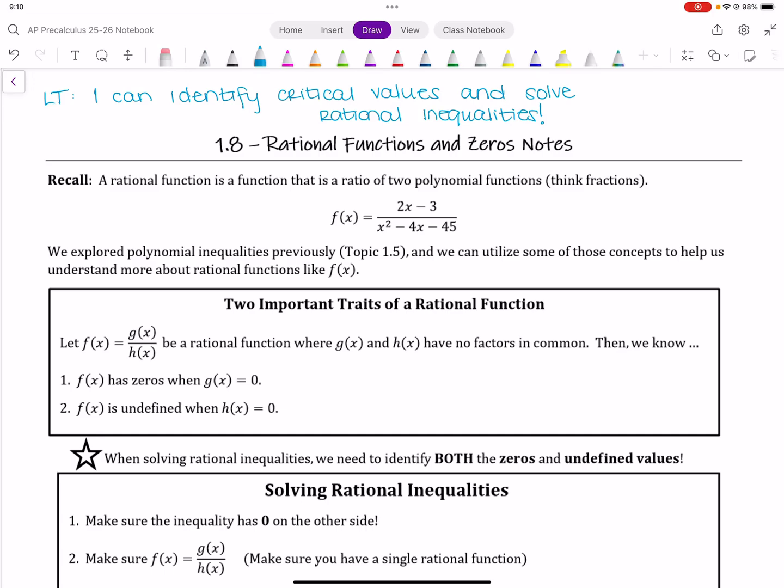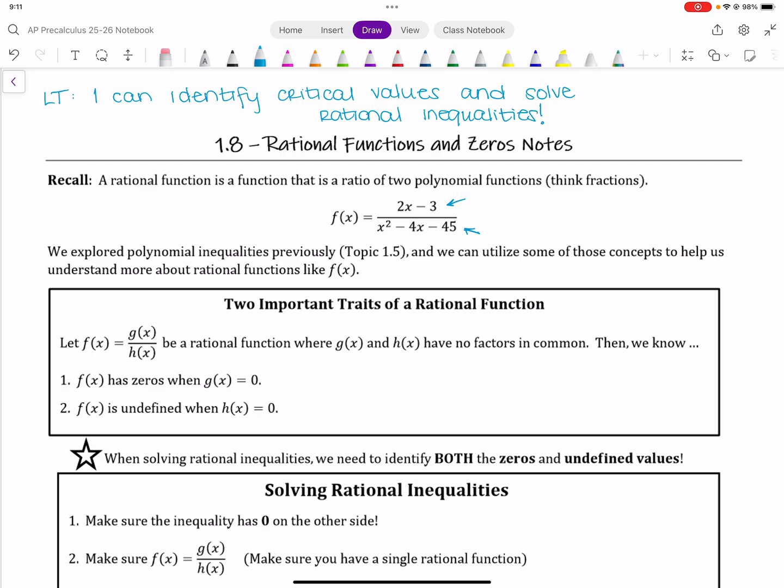AP Pre-Calc. Today we're looking at section 1.8, which is all about rational functions and their zeros. And our learning target is I can identify critical values and solve rational inequalities. So remember, a rational function is just the ratio of two polynomial functions. So you can see we have a polynomial function in our numerator of f and a different polynomial in our denominator. And that's what makes it a rational function.